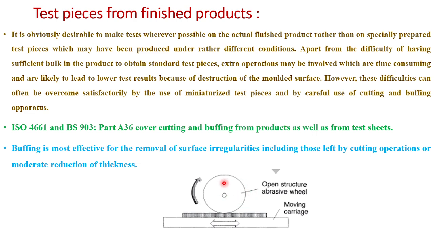So this is the open structure, that is the abrasive wheel, and that base can move, and here is the test sample. It will first be cut in a dumbbell shape, and then it should rub on that surface to remove the irregularities of your sheet material.